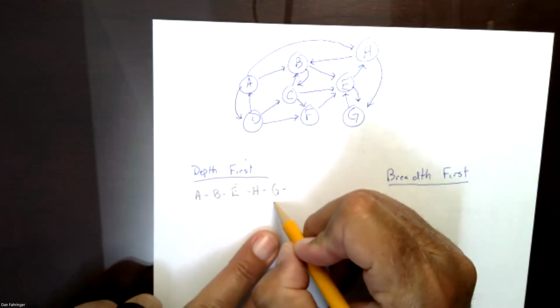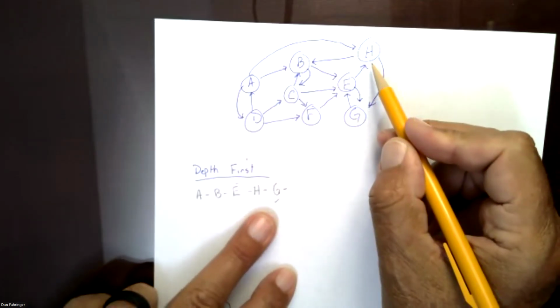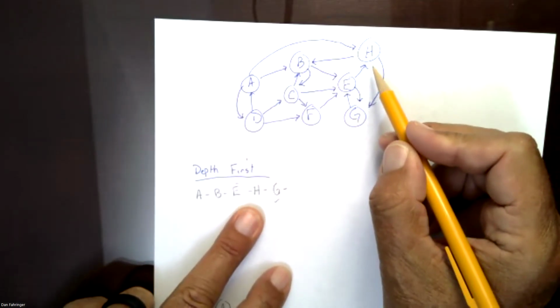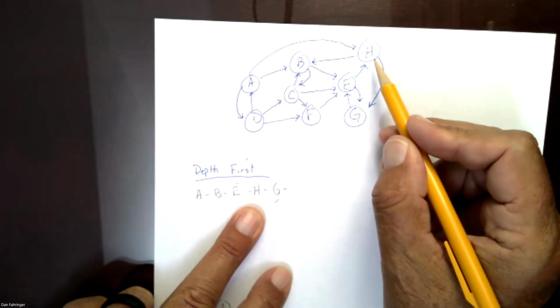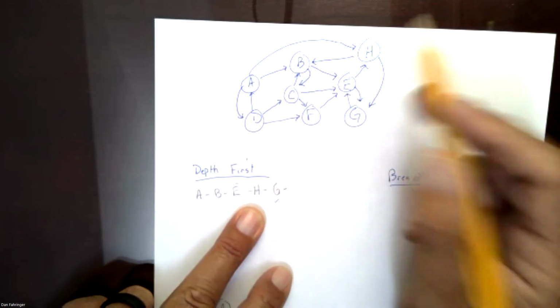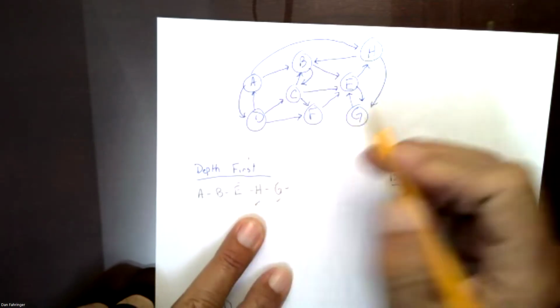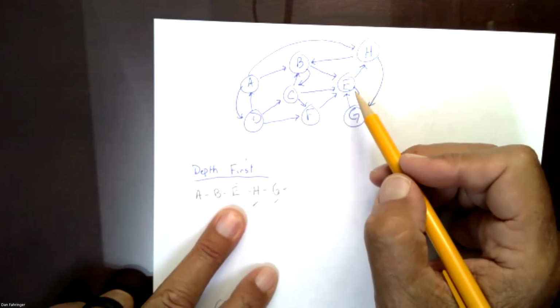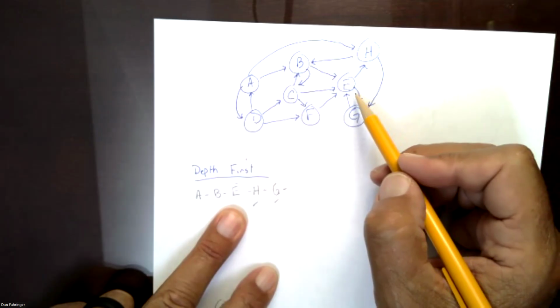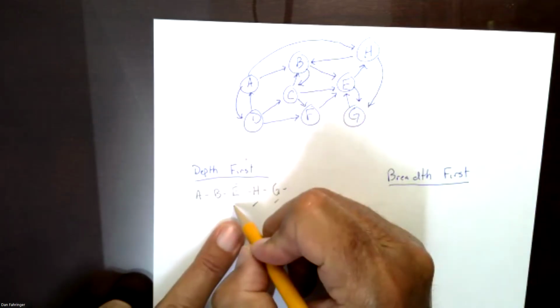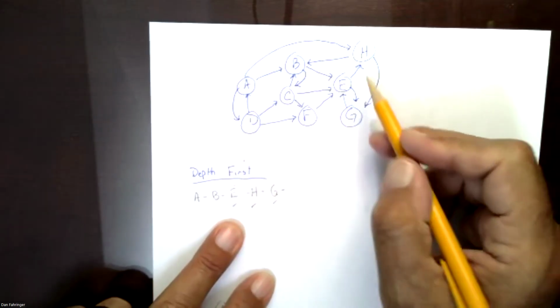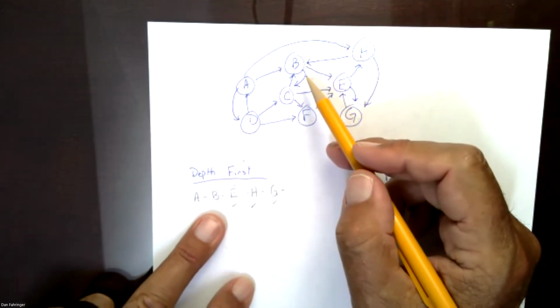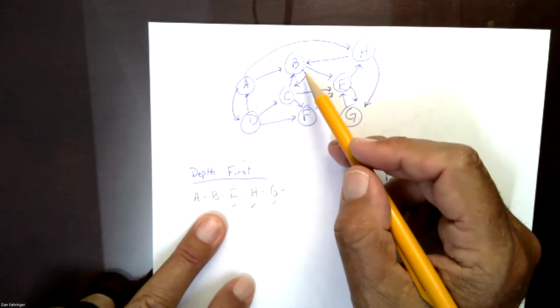So G is done. Now I go back to H. Does H go anywhere else other than G that I haven't been to? Well, that goes to B, but I've already been there. Then I'm going to back up to E. Does E go anywhere that I haven't been to? E goes to H, E goes to G, so I'm done with that. Then I back up to B. Does B go anywhere new?